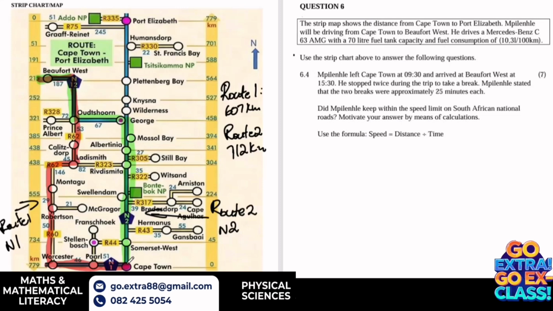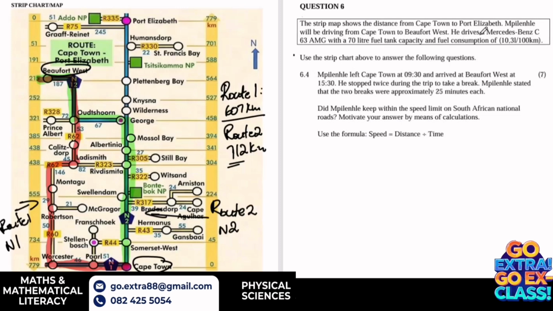The one from Cape Town via N1 is this route right here, and Beaufort West is here at the top, as you can see. Starting from here at the bottom, which is Cape Town. The other route can be this one, the straight one here, which is route number 2. The distance for route number 2 is 712 kilometers. For route number 1, the distance is 607 kilometers. So we've already identified those two routes from the previous question.